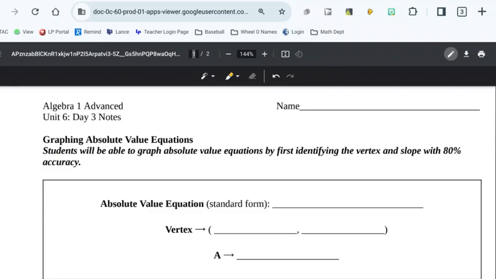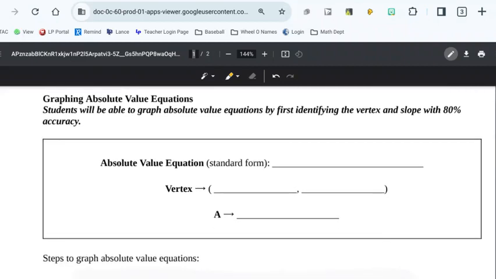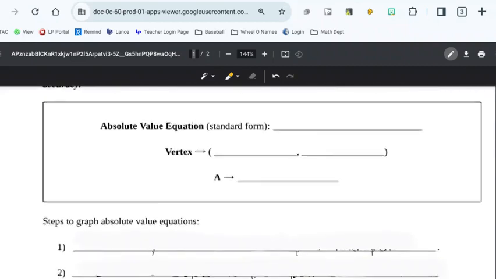Today we're going to focus on graphing absolute value equations. Our goal today is that students will be able to graph absolute value equations by first identifying the vertex and slope, and then graphing it, and we want to do that with 80% accuracy. Okay, so let's get started.